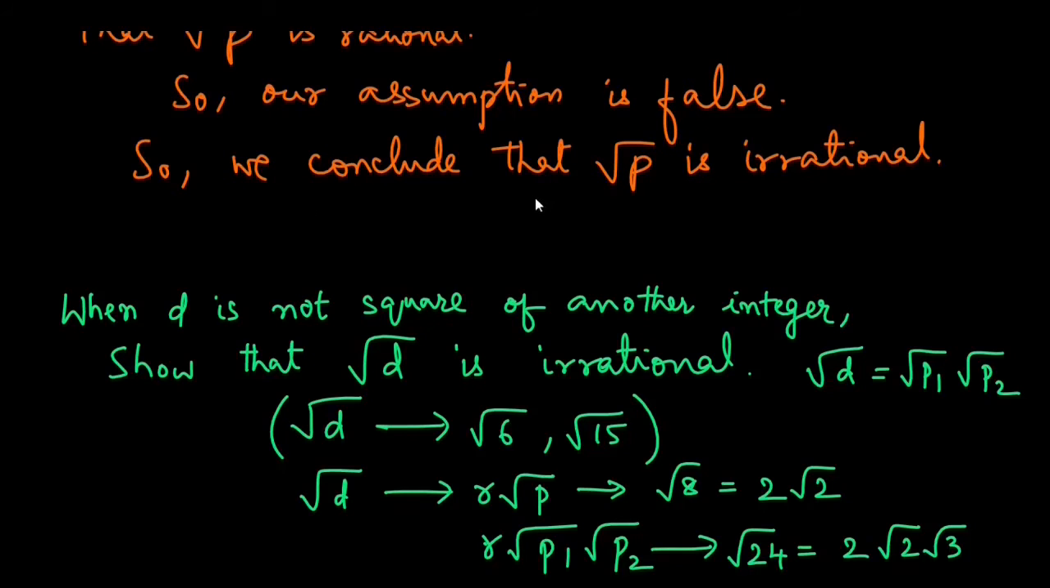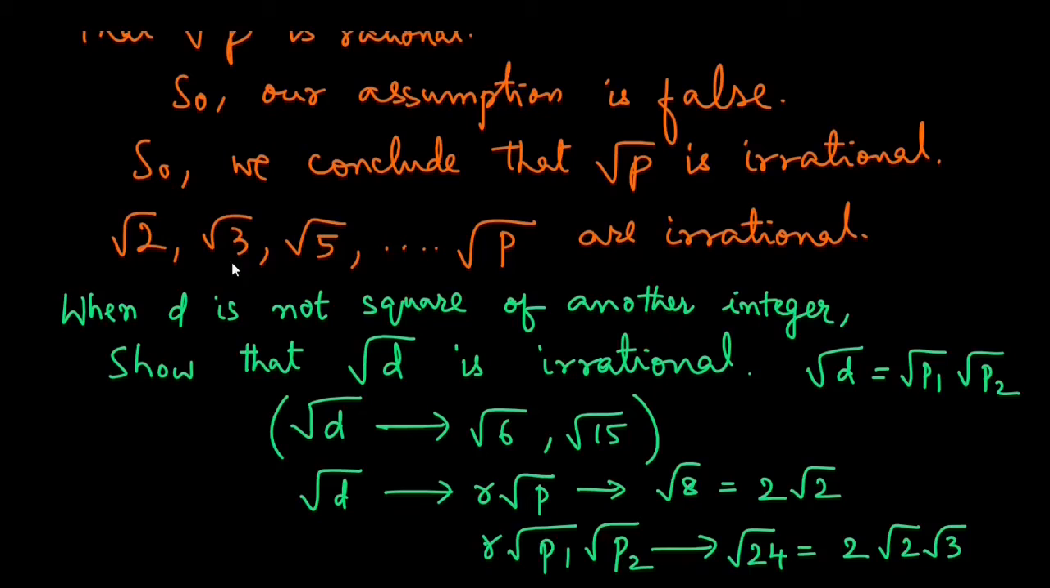So here we have proven that for any prime number p, root p is irrational. It is so for root 2, for root 3, for root 5, etc. Any square root of any prime number is irrational. So all these root 2, root 3, root 5, and for any prime number p, root p are irrational.